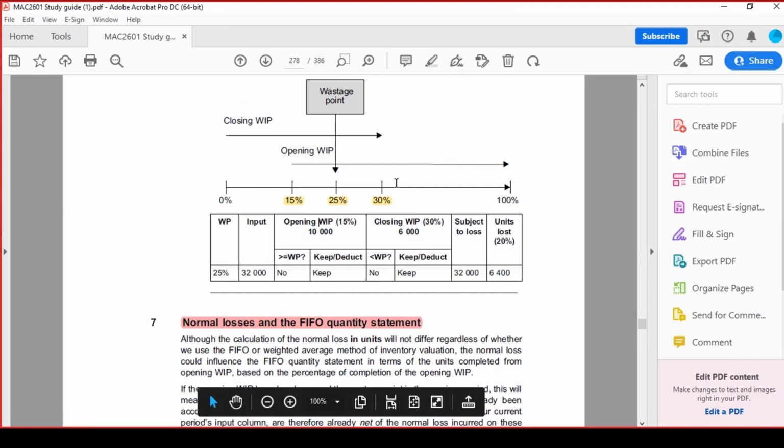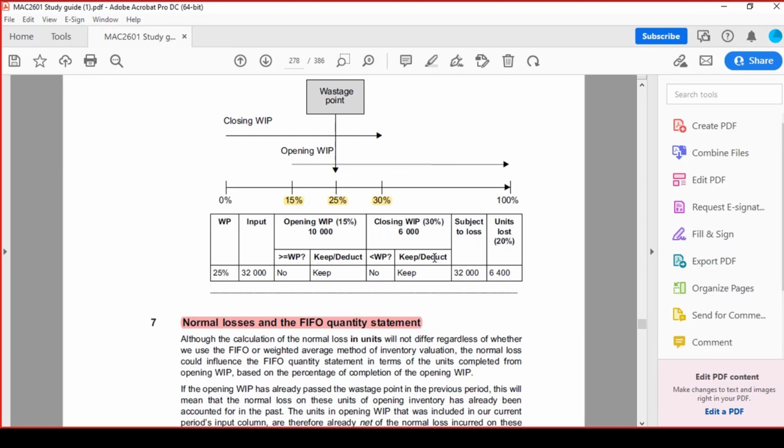That's why you have to take it out and make sure that it's not subject to loss. I hope I haven't lost you guys there. I'm just saying, if you're struggling with the rules or retaining those rules, try to make sense out of it. Opening WIP: was it before the quality point, or has it passed that quality point, being this wastage point? If it has passed, you deduct. If it was before, that means you keep it so that it's subject to this loss, if you think about it. But if I'm confusing you, then stick to what works for you.